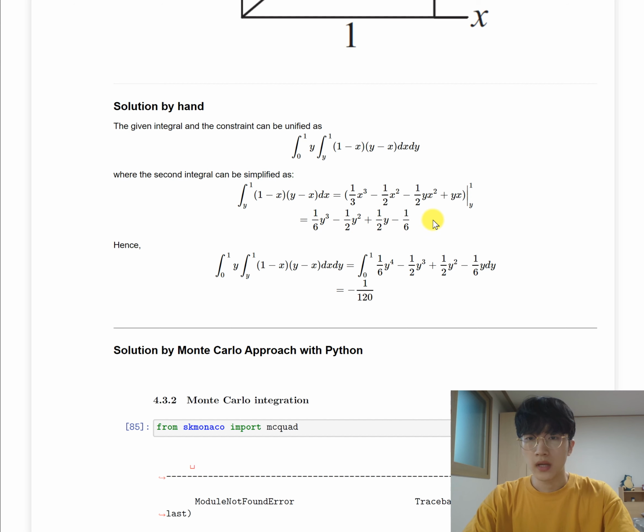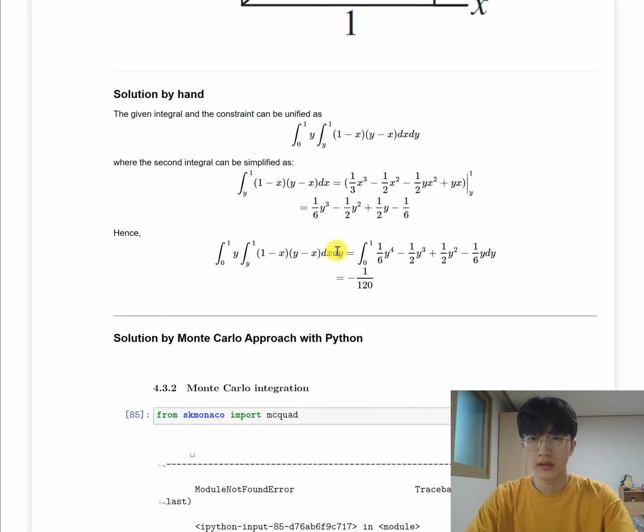Now we substitute this value to the inner integral and compute the outer integral. So after the computation, the final result is minus 1 over 120. So here is the final result. Since this is the analytical solution, we will now try to approximate to this value.